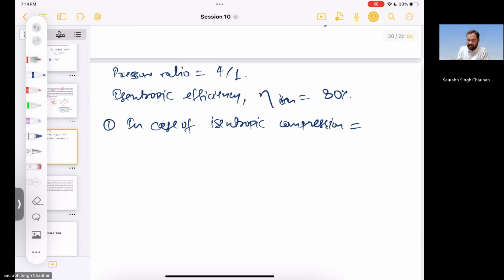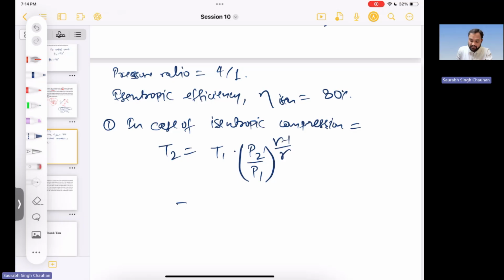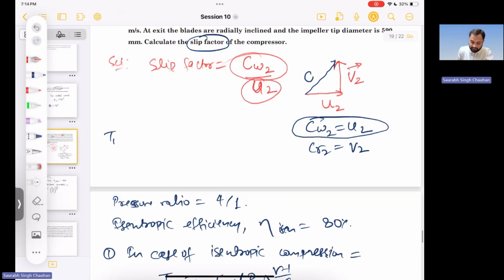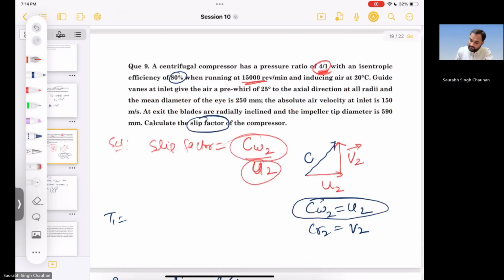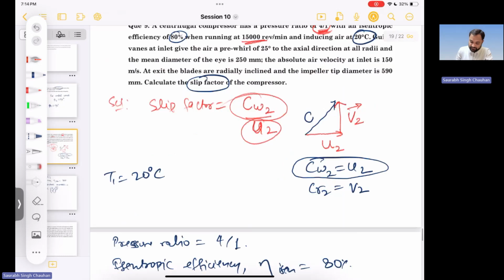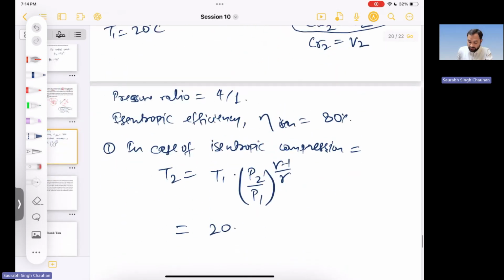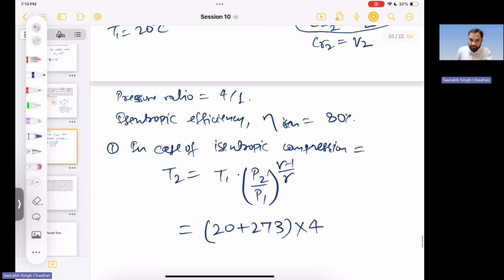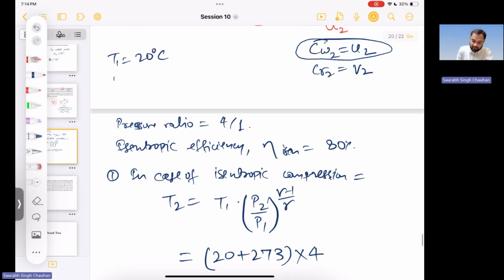What we know is that T2 will be equal to T1 times (P2 by P1) to the power (gamma minus 1) by gamma, right? So T1 in our case is the temperature at inlet. So T1 is what? 20 degrees Celsius. We need to convert to Kelvin. So 273 plus 20, times 4 to the power, gamma, let us say gamma is 1.4 in SI units.